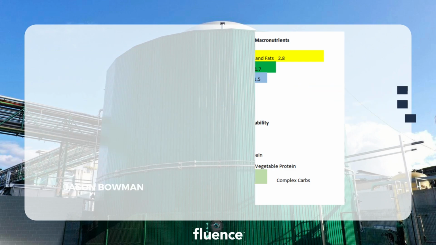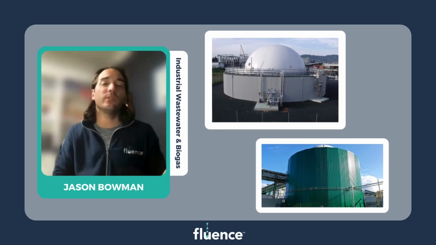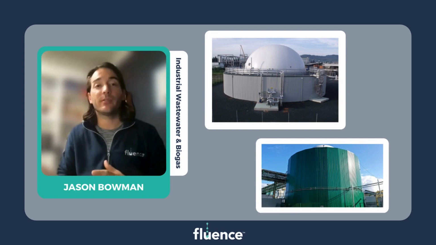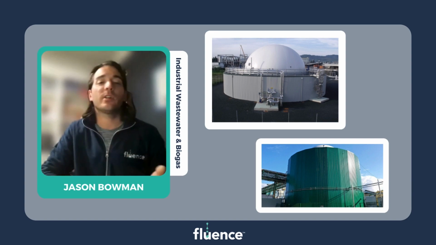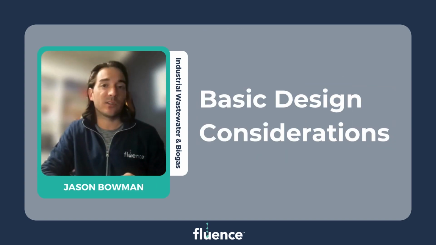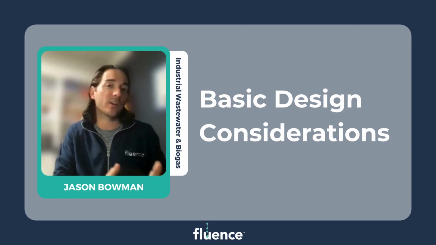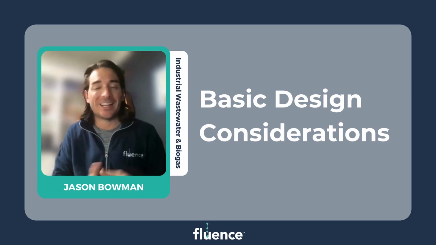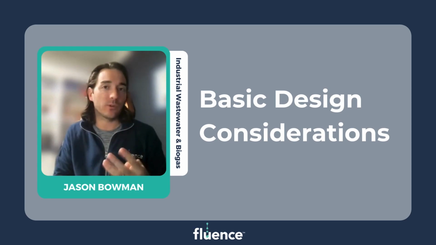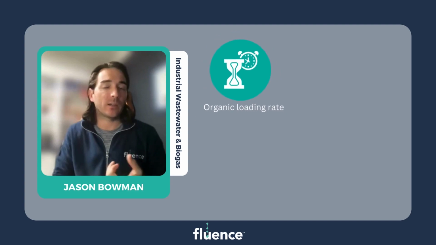All right, so now we have a good overview of why different feedstocks have different energy composition and molecular structure. A lot of different industries out there, a lot of different feedstocks. So let's turn our attention to the basic design considerations. How are we starting to arrive at the size and the style of digester that's going to fit your specific application? At a high level, there's really 4 things we look for. Number one, organic loading rate.